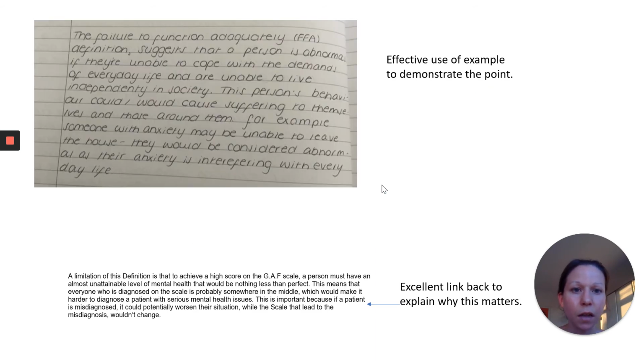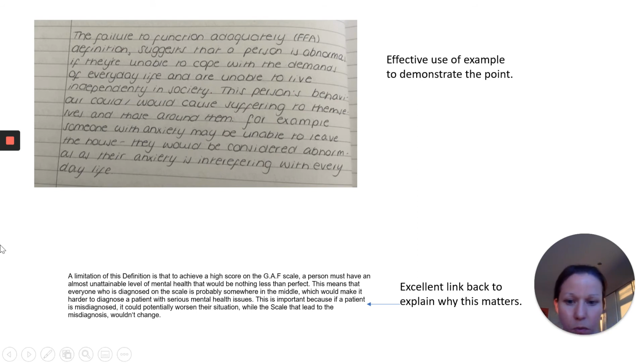Another really lovely example is an effective use of examples. This particular person throughout their essay used lots of examples. So they referred to things like anxiety. So it's showing the examiner, I'm not just regurgitating what I've read in the textbook, I'm thinking about this in the context of different disorders. So we've got this lovely one here. This person's behaviour would cause suffering to themselves and those around them. For example, someone with anxiety may be unable to leave the house. They'd be considered abnormal as it's interfering with their everyday life. So we're unpacking the failure to function adequately definition by applying it. And that's lovely. That helps you to clock up those marks.